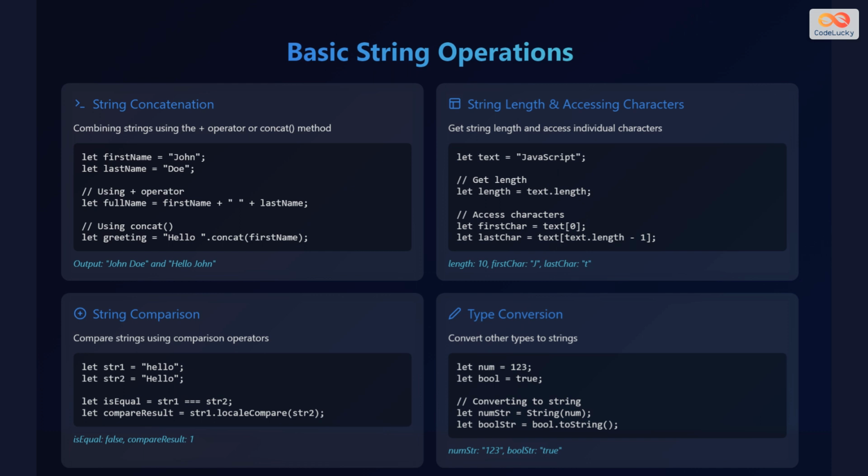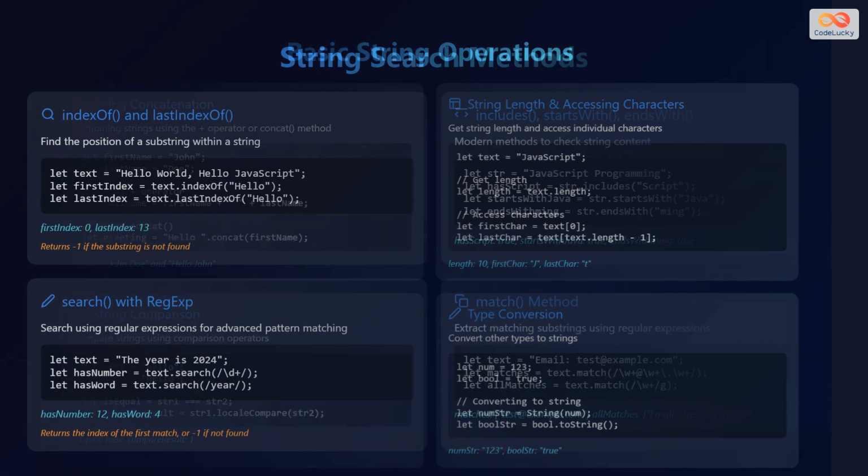Other data types can be converted into strings. For example, let number = 123 and let bool = true. To convert these into strings, let numberStr = String(number) and let boolStr = bool.toString(), which results in numberStr being the string "123" and boolStr being the string "true".